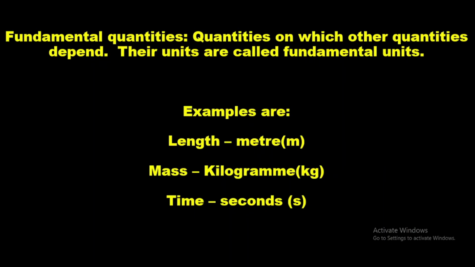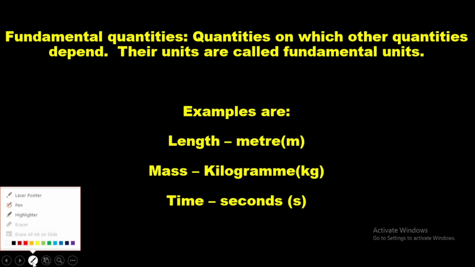What are fundamental quantities? Fundamental quantities are quantities on which other quantities depend. And then we call the units fundamental units. In physics, we have so many quantities, but there are some that are so fundamental that most of the other quantities depend on them. So these are called fundamental quantities.